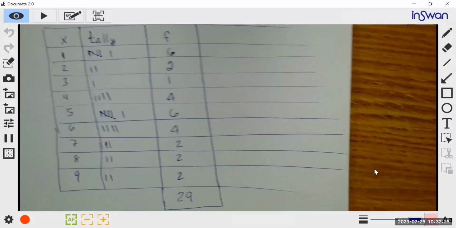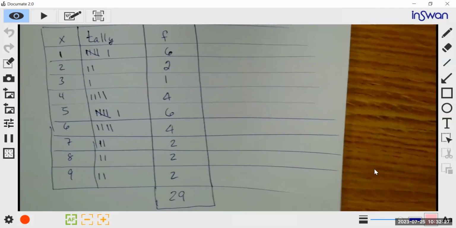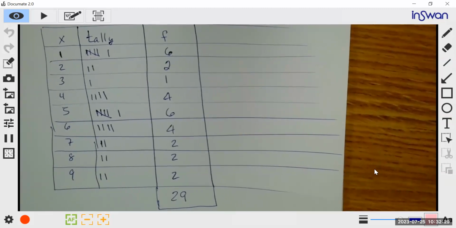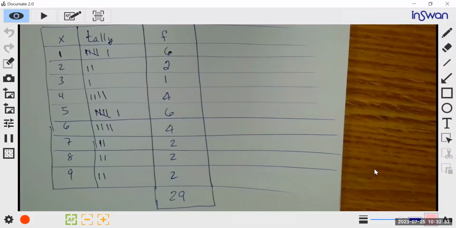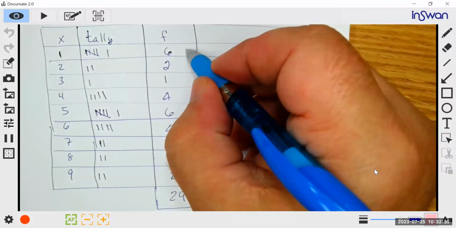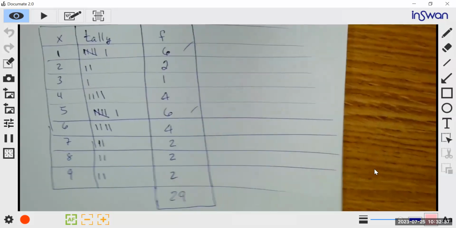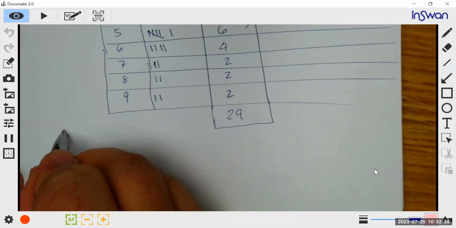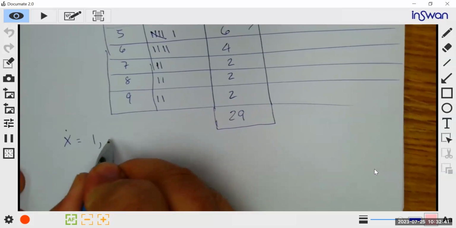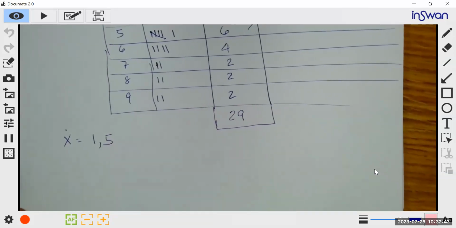So it's easy here. Do we have a mode? We have a bimodal because this one's a mode, this one's a mode. So our modes are 1 and 5. It's bimodal.